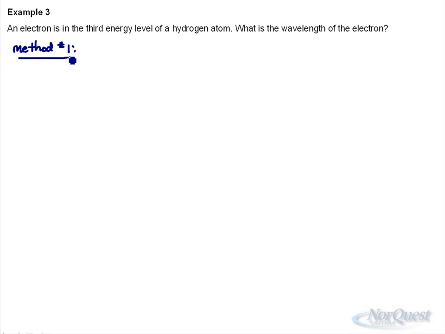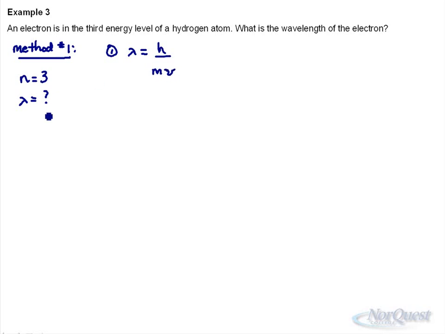The second one just requires you to memorize the one formula I put in your notes dealing with Bohr's average radius. So if we're in the third energy level, that means that this electron is in the third orbit of the hydrogen atom. What we want to do is figure out what the wavelength of that electron would be. Again, if you're looking for the wavelength of a particle, it is h over mv.